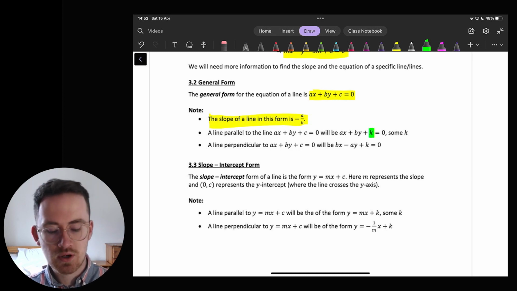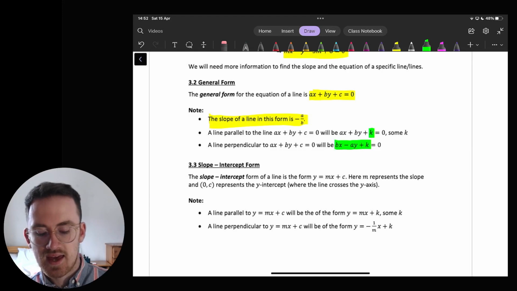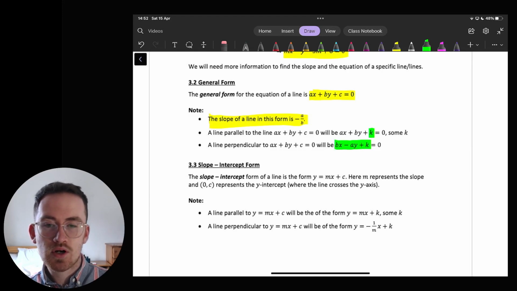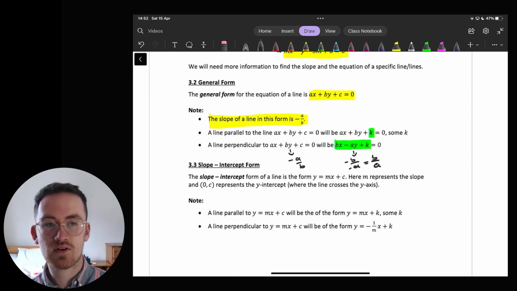If we're looking for one that's perpendicular, that's where we change ever so slightly. Instead of it being ax plus by plus c, the perpendicular one would be bx minus ay plus k. What that means for us is that the slope of the first one is minus a over b, and the slope of this one would be minus the negative a over b, so we end up with b over a. And we know already that the slopes of two perpendicular lines multiply to give minus 1.